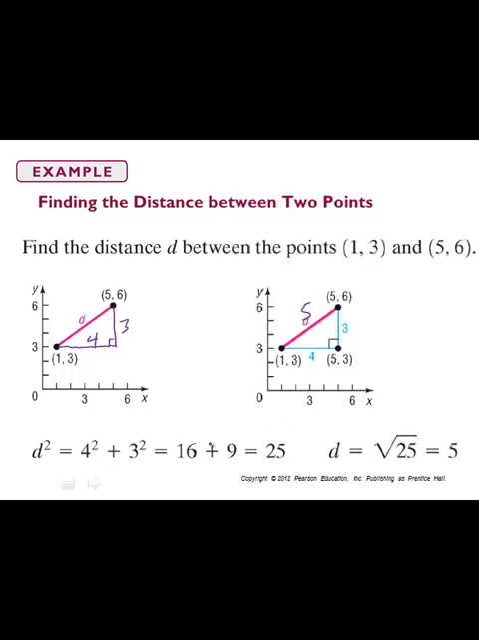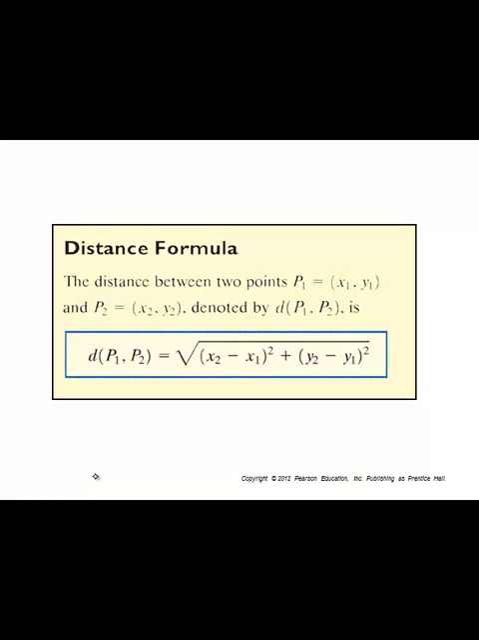And we will use the same sort of idea to calculate the distance between any 2 points. Basically, here's how this goes. The distance between point 1 and point 2 is going to be the square root of the sum of the squares of the differences between the x-coordinates and the y-coordinates.